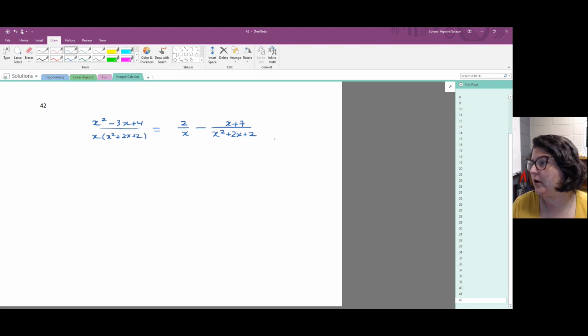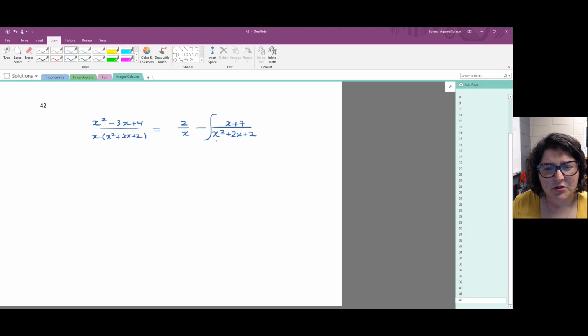Let me just double check here. We have this one. Notice that when we integrate this side, this would be the integral of this minus the integral of that. The integral of 2 over x is twice the ln of the absolute value of x, so that part is really easy to find. The one that doesn't look as easy is the integral of x plus 7 over the quadratic.